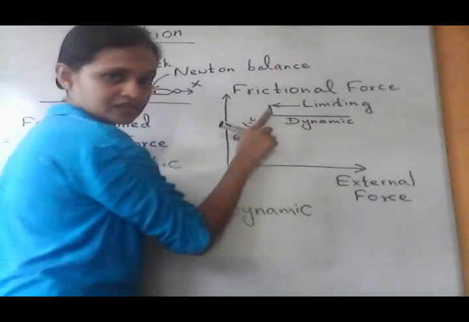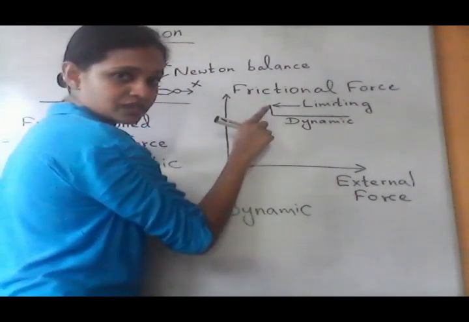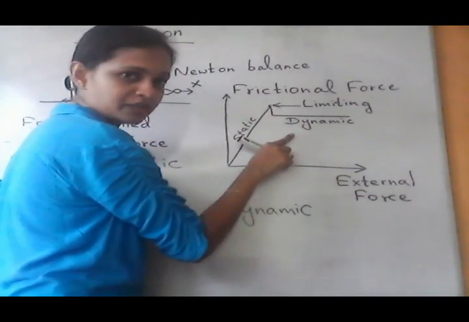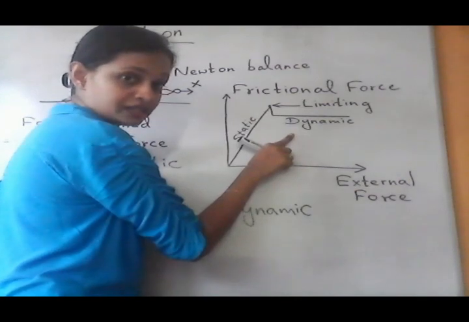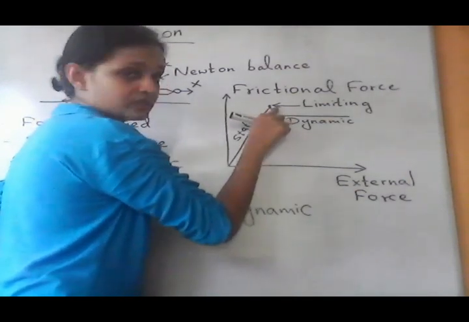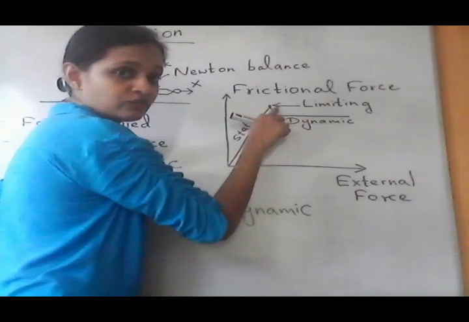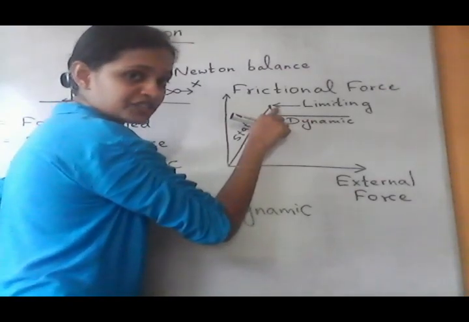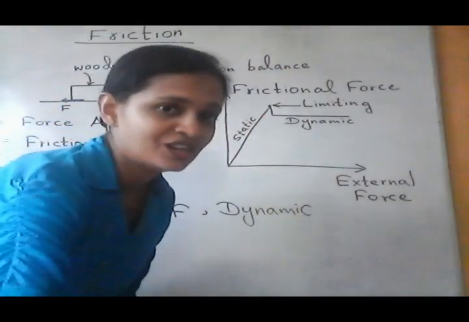So here you can see limiting frictional force is somewhat higher than the dynamic frictional force. It is because this includes the external force which is needed to initiate the motion of the object.